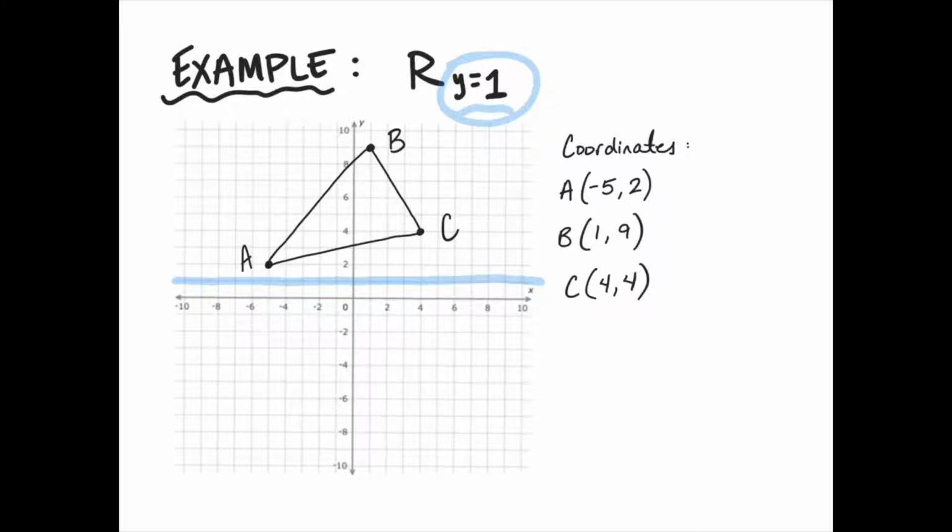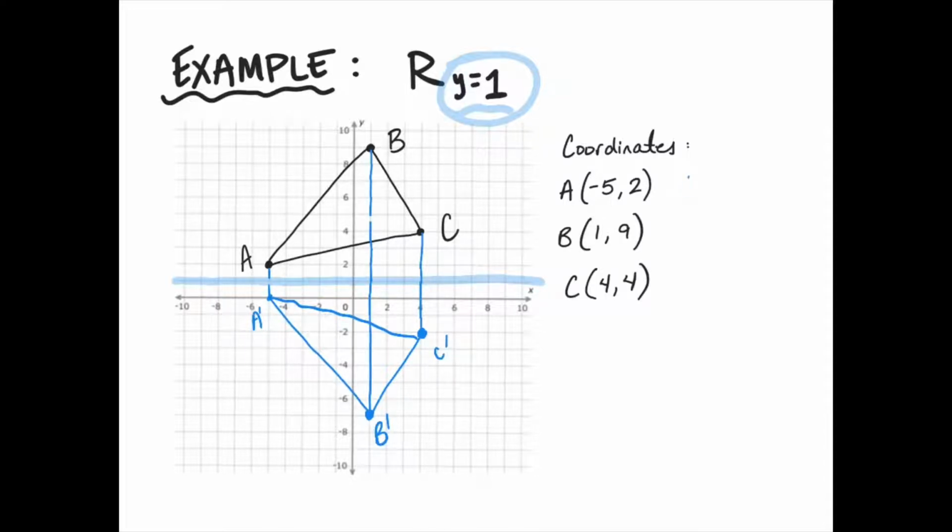So A is going to be 1 unit away from the line of reflection, so A prime will also be 1 unit from the line of reflection. B is 1, 2, 3, 4, 5, 6, 7, 8 units from the line of reflection, so B prime is going to be 8 units. 1, 2, 3, 4, 5, 6, 7, 8. And C is 1, 2, 3 units, so C prime 1, 2, 3 units. And there's my new triangle. Oops. Just pretend that's a good triangle.